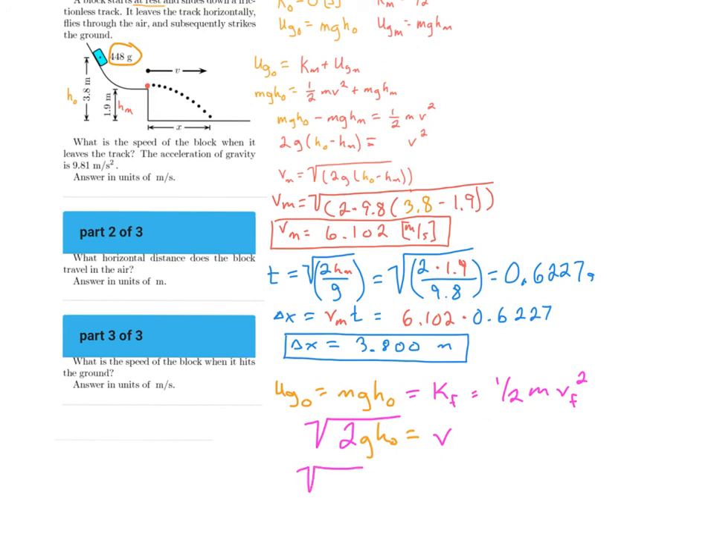So square root of 2 times 9.8 times our original height of 3.8. And that's going to give us 8.630 meters per second for our final velocity, and that's our final answer. So we can see that that's a lot easier. It's less complicated than trying to do it using projectiles. So energy being scalar makes things easier. All right, there you go.